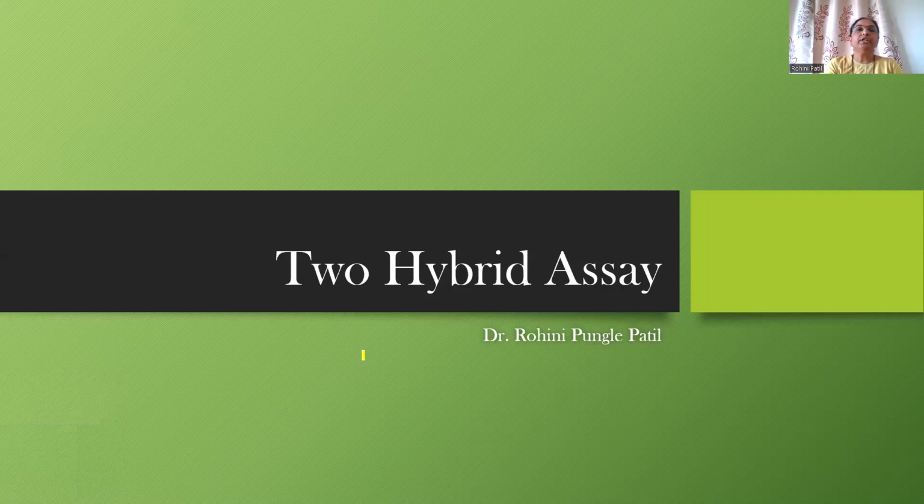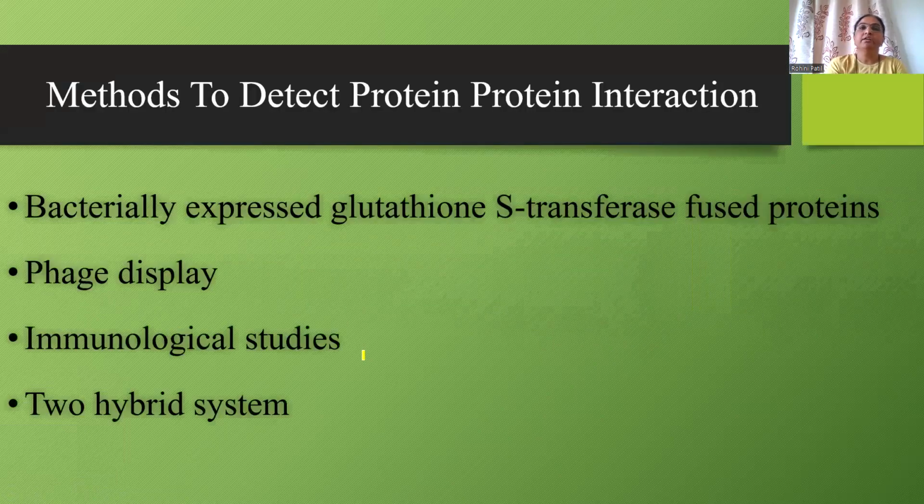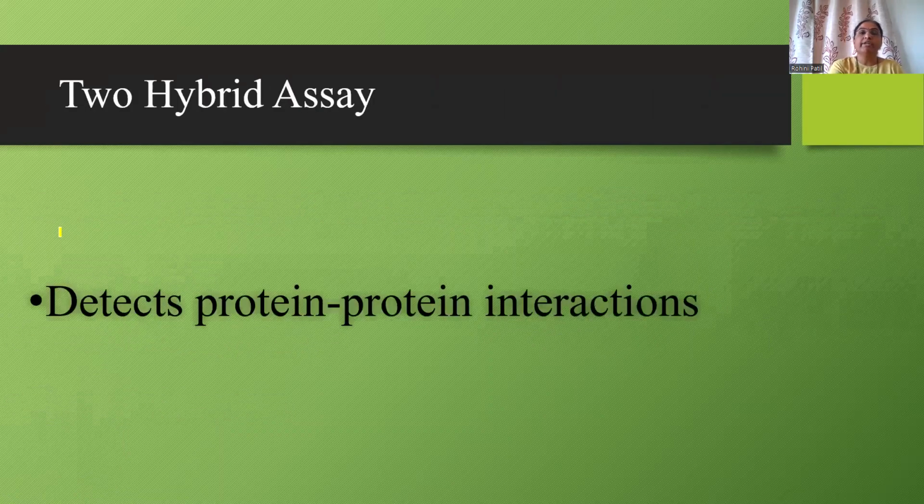Welcome. Today we are going to learn about the two hybrid assay, or the two hybrid system. There are various methods to detect protein-protein interaction. From that, there is the bacterially expressed glutathione S-transferase fused protein system. Then there is phage display, immunological studies, and the two hybrid system or two hybrid assay. These are the methods to detect protein-protein interaction. Thus, the two hybrid assay is used for the detection of protein-protein interaction.